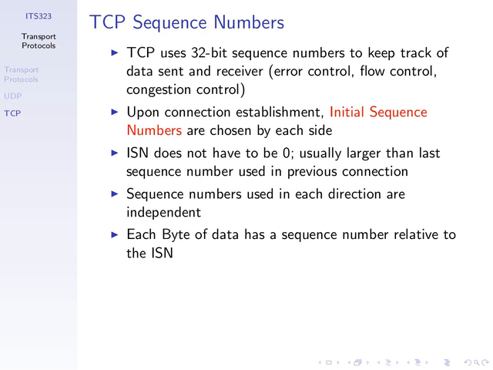We include sequence numbers. We use them for error control, flow control, congestion control. So we know how sequence numbers are used for flow and error control already. We send a sequence number. The ACK tells us what we've successfully received.